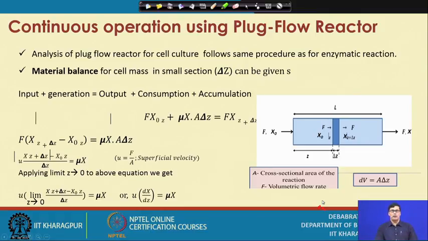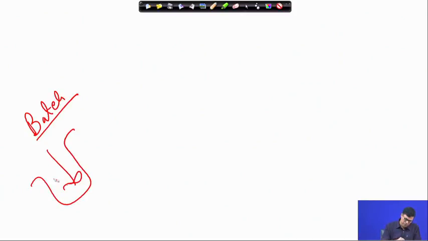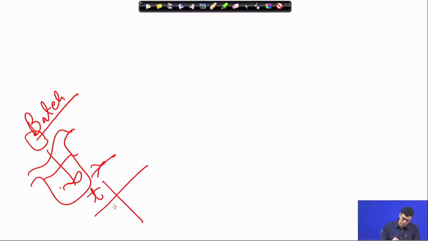Now, here I want to point out one thing: we have seen the batch process. The batch process is like this. We take the material at a time, allow it to react, and after the reaction is over, you take it out. Now, with respect to time, you can have the cell mass concentration.